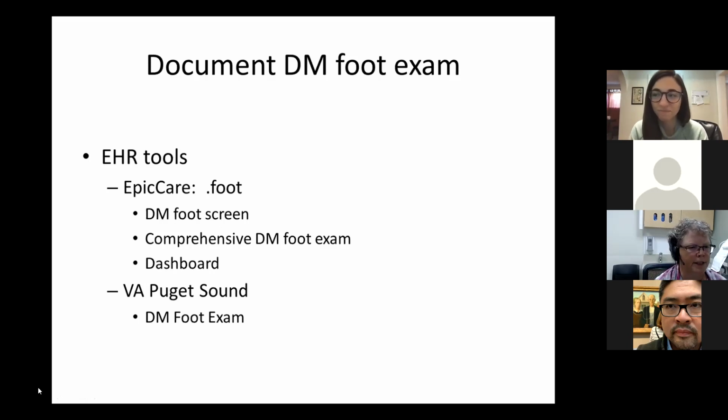For the VA Puget Sound, I was able to capture a few screenshots. I'm a little jealous. Your foot exam is quite nice. I might borrow some elements from it. My understanding on some of the workflow is that the nurses, the LPNs, will help do the foot exam, and then the provider sees the results. So I can't say exactly, I don't know that inside out, but there are some charting tools available in the EHR that the VA uses.